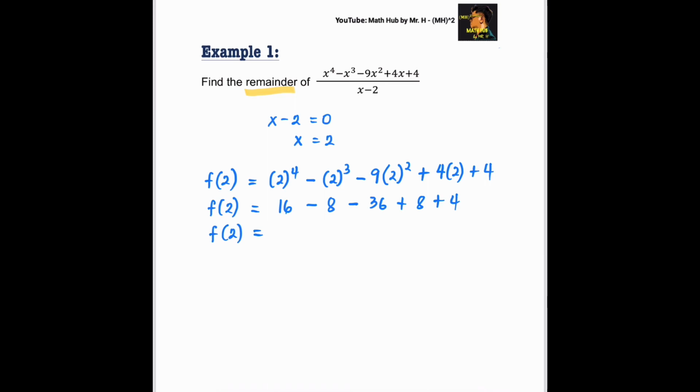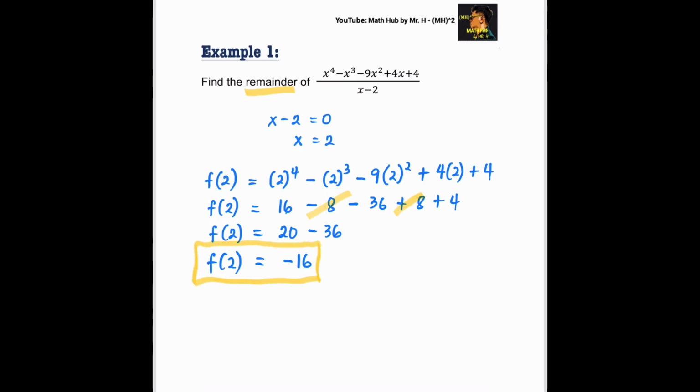So we can see negative 8 and positive 8, so we cancel that out. That's 0. And we have 16 plus 4 is 20. I have negative 36 there. So f of 2 is equal to 20 minus 36, which is negative 16. All right, so that's what we're looking for.